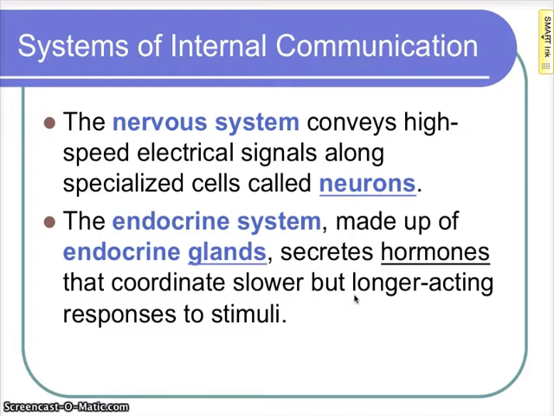So for example, your nervous system might tell you to get out of the way if a car is coming straight at you. It's a very quick response to move your muscles to get you out of the way. The endocrine system might tell a message like grow. Growth would happen over several years in a human's lifetime, and hormones are being secreted at different periods in order for that growth to happen.